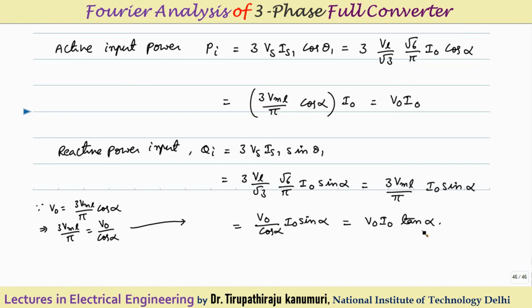In a similar way you can calculate the transformer utilization factor and other things, as they are already discussed in the last class. So that's why I am not discussing them here. This also is included in the performance parameters of these converters. I hope how to do the Fourier analysis of the full converter is completely clear to you.